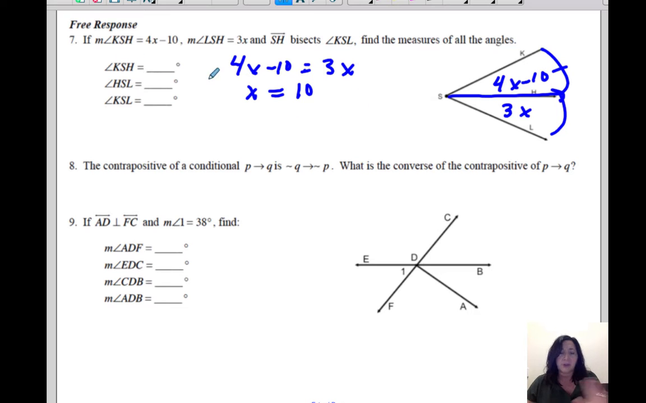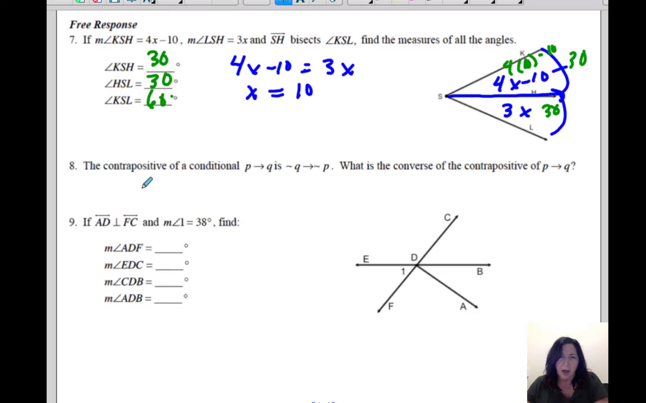But that's not an answer. Don't put that as an answer. They want the angles. So I'm going to put in the angles. If x is 10 for this angle, 3 times 10 is 30. So that's 30 because they're the same angle. But if you're paranoid about getting the wrong answer, you can also plug in 4 times 10, 40, minus 10, I get 30 again. So they want KSH, so what's that, 30 degrees, and HSL, another 30 degrees, and then we have 60 degrees.